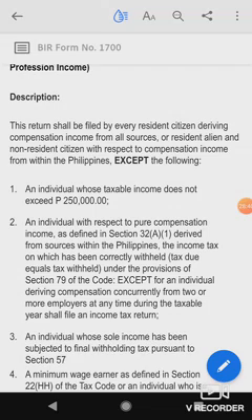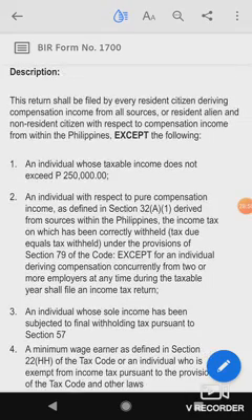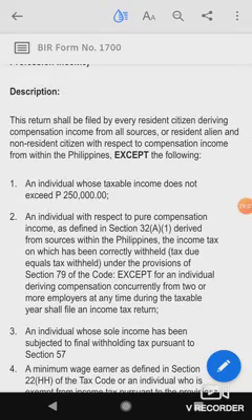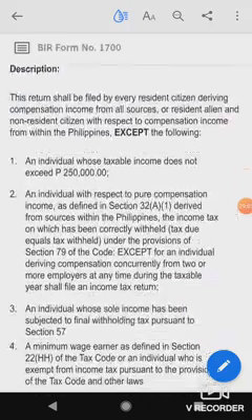This return shall be filed by every resident citizen deriving compensation income from all sources, or resident alien and non-resident citizen with respect to compensation income from within the Philippines, except the following. So we have exemptions. Number 1, an individual whose taxable income does not exceed 250,000 pesos annually. So they are exempted from filing the 1700 annual income tax return.